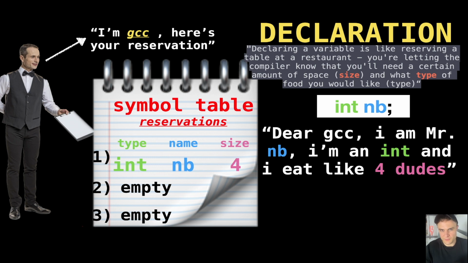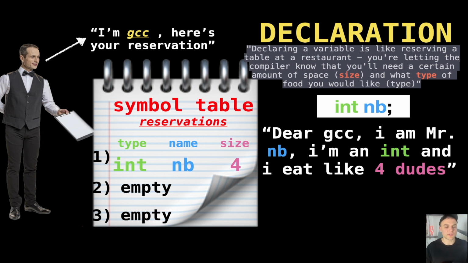So what is going to happen when we say, for example, int nb? Well, our compiler is gonna take the reservation. It's gonna write in a very fancy data structure, which is called a symbol table. So it's really a good mnemonic for this analogy. The name of the variable, the type of the variable, and other data, but essentially the type and the name is the thing that is really important.